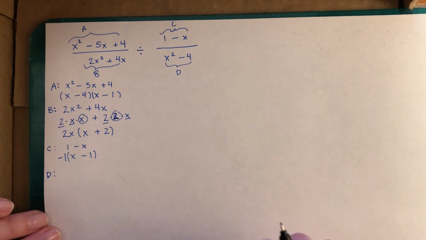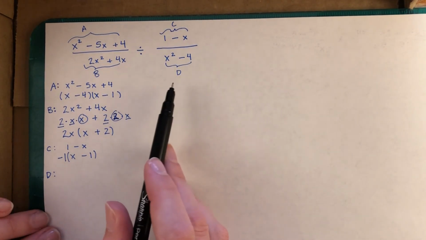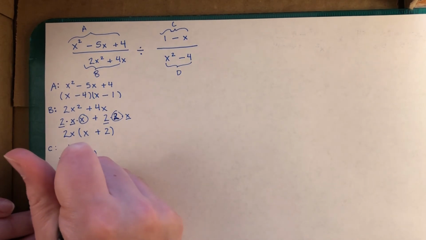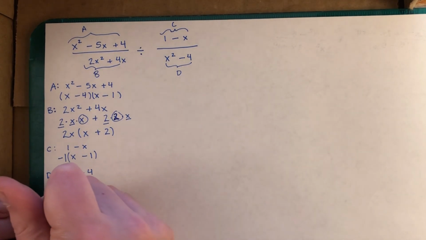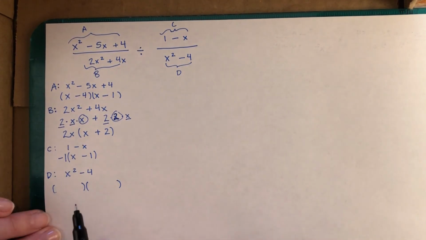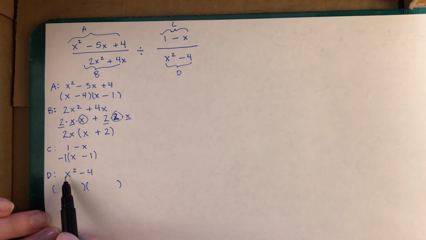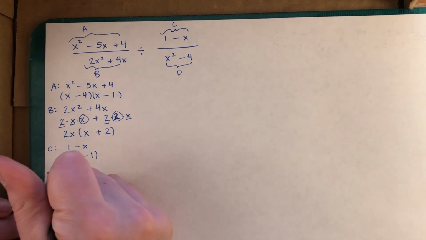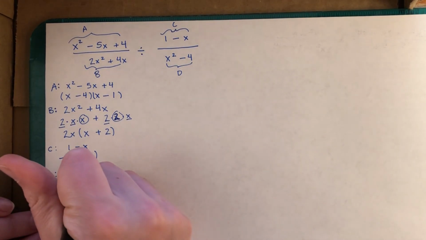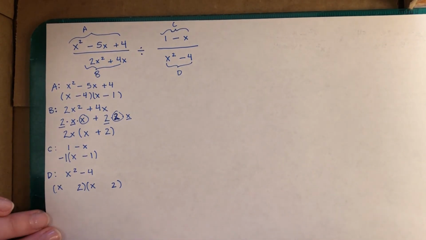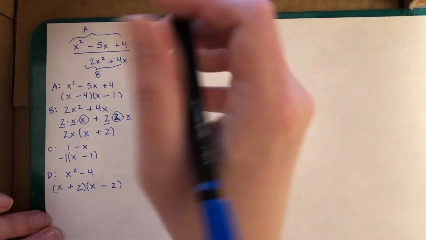Now let's look at D. D says x squared minus 4. And finally, I do get to use this difference of squares rule. I want one thing where when I multiply it times itself, I get x squared. That thing is x. And I want a second thing where when I multiply it times itself, I get 4, and that is 2. And then the rule is a plus and a minus. Doesn't matter which order you write. So to summarize, we used the basic method for A.